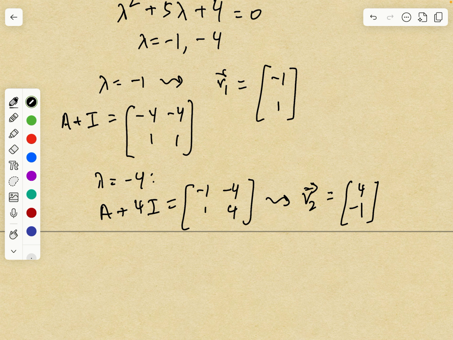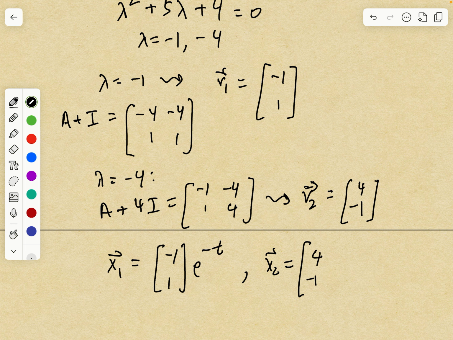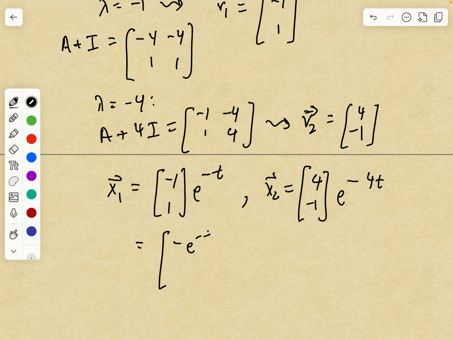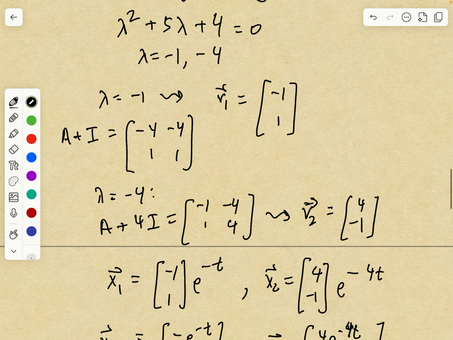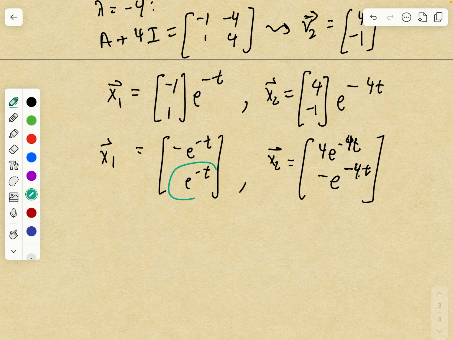And so therefore, I get the two solutions are x1, which is v1, so that's -1, 1, e to the lambda t, that's e to the minus t, and then x2 is v2, 4, -1, e to the minus 4t. And so this is going to be negative e to the minus t, e to the minus t, and then x2 is going to be 4 e to the minus 4t, negative e to the minus 4t. But since my x is just y prime and y, and I'm trying to solve for y, I see that I get two solutions for y, e to the minus t and negative e to the minus 4t.